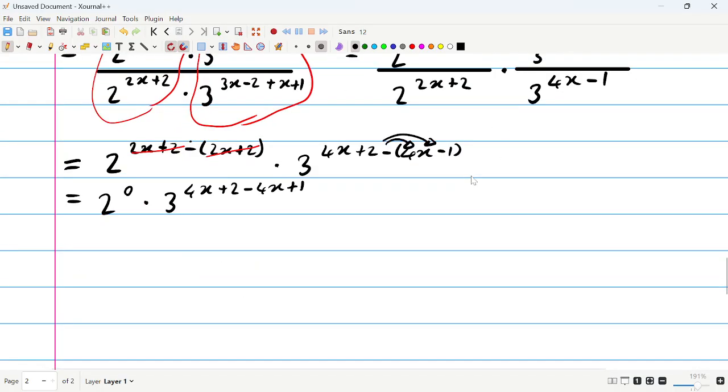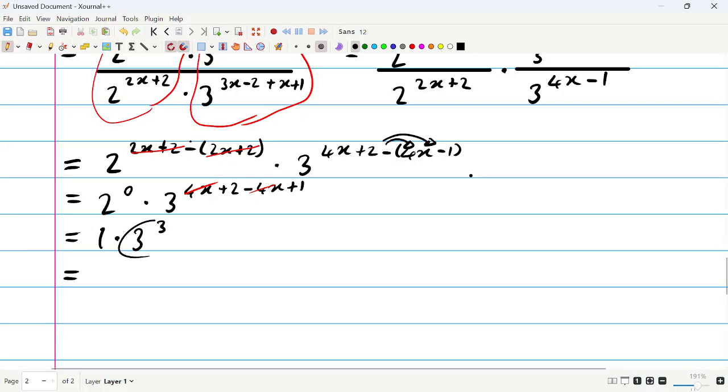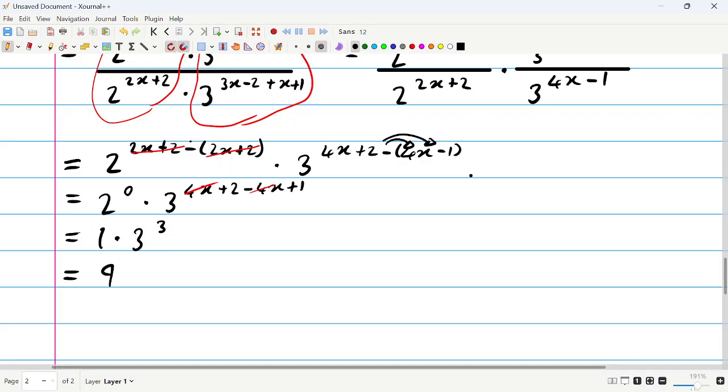Okay, so then from here, 2 to the power of 0 is just equal to 1. So I'm saying 1 multiplied by 3 to the power of 4x minus 4x. Those are like terms, so they cancel. Okay, so I'm going to show that step here. They cancel. And then 2 plus 1 is just going to be equal to 3. And therefore, 1 multiplied by 3 to the power of 3, we know 3 to the power of 3 is equal to 9. 9 times 1 is just equal to 9.